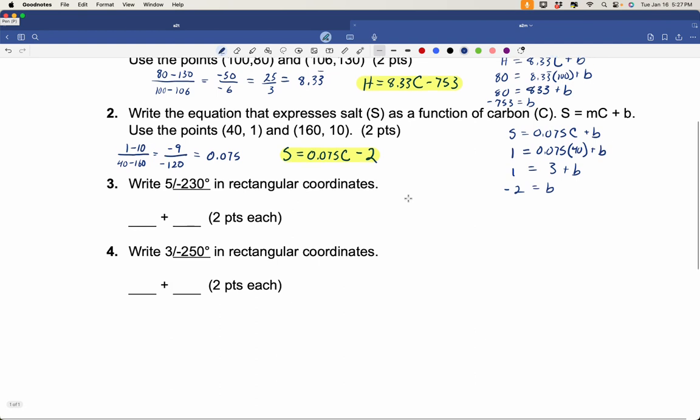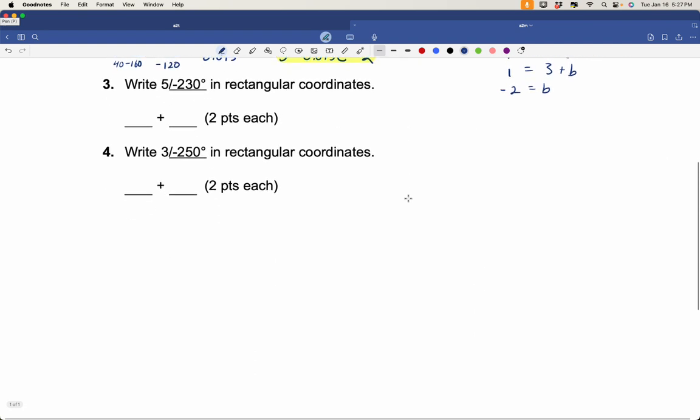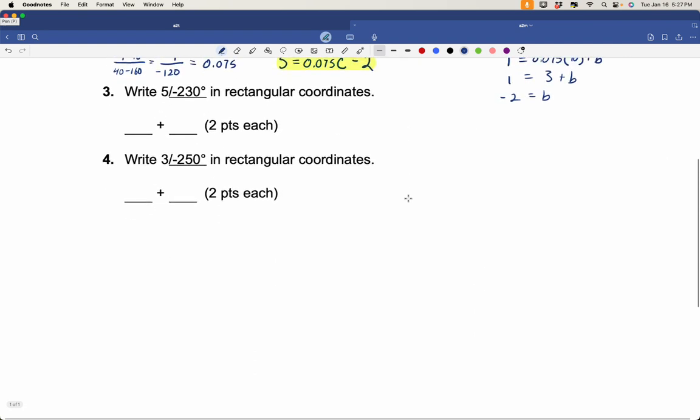So now we're going to express or write this polar coordinate in rectangular coordinates.